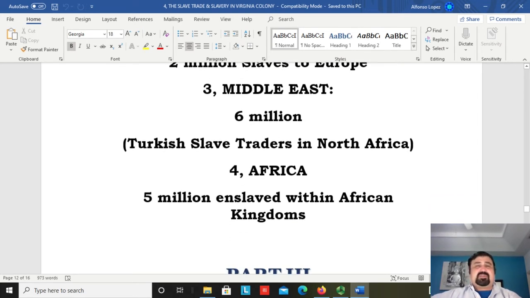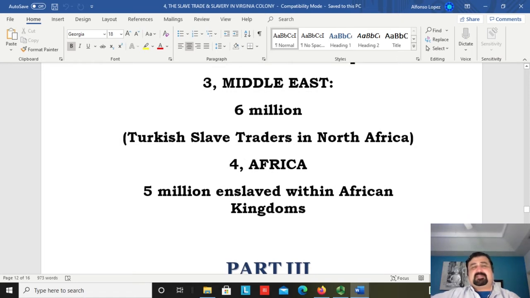To the Middle East, 6 million. The Arabs and the Turks that traded in North Africa moved about 6 million to the Middle East as well. So in the Middle East we're going to see also an increase of peoples of African descent, and they're going to intermarry with the Arab populations, and we're going to see Arab African populations again arising in the Middle East.